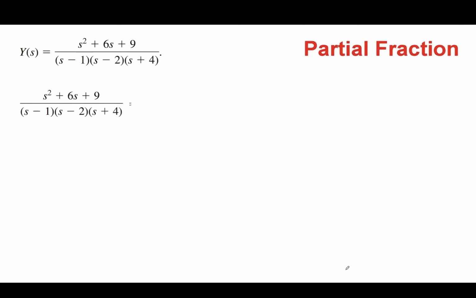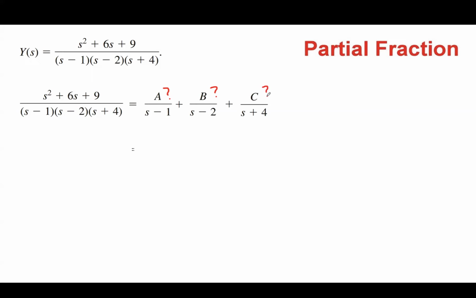This can be written as the unknown A divided by (s minus 1), plus unknown B divided by (s minus 2), plus unknown C divided by (s plus 4). So our goal is to find A, B, and C, and finally apply the formula that we learned here.